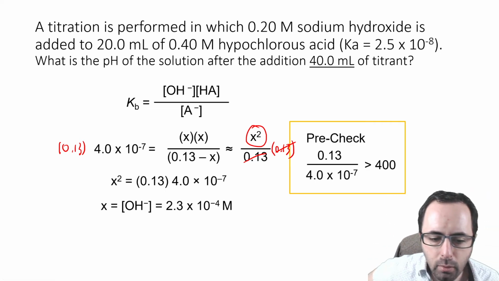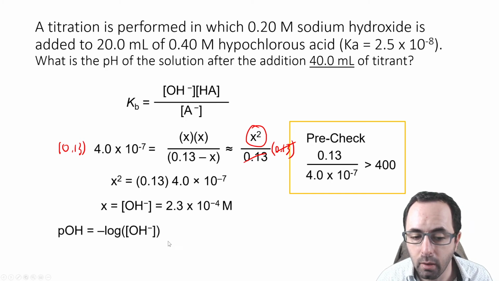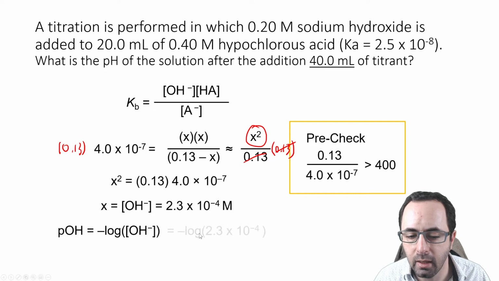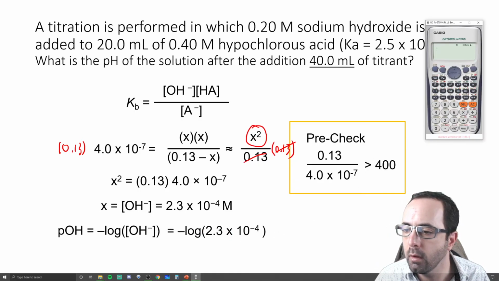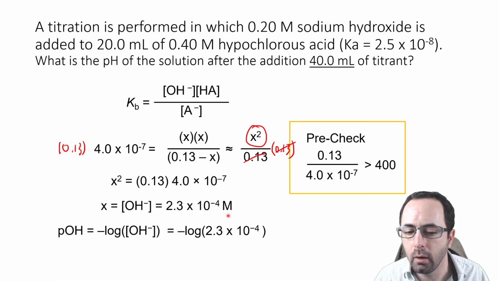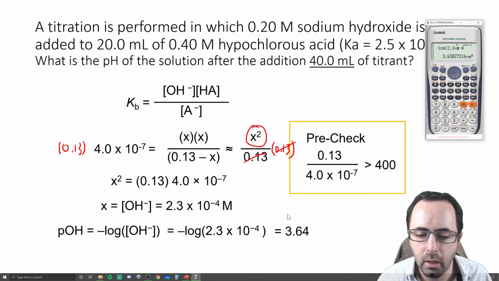So what we can do is get the pOH first. The pOH is the negative log of the hydroxide concentration, so that's the negative log of 2.3 times 10 to the minus 4. Let's do that. We get a pOH of 3.64, two places after the decimal because the number we took the log of had 2 sig figs. So 3.64 is our pOH there.